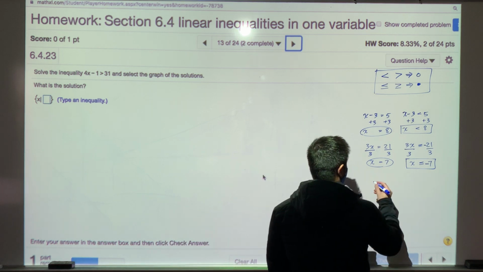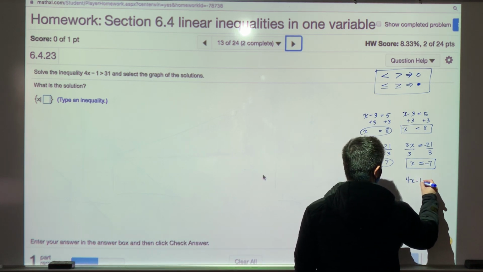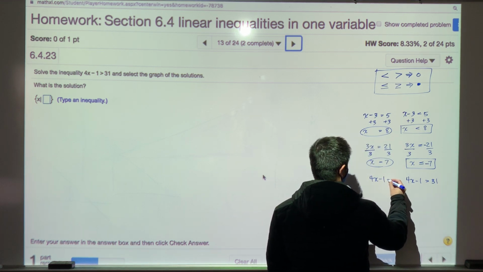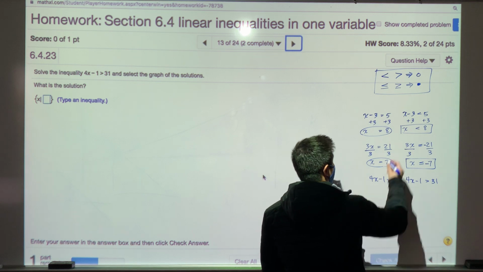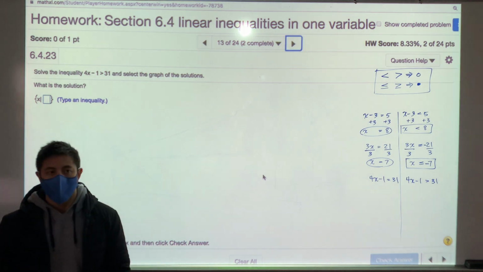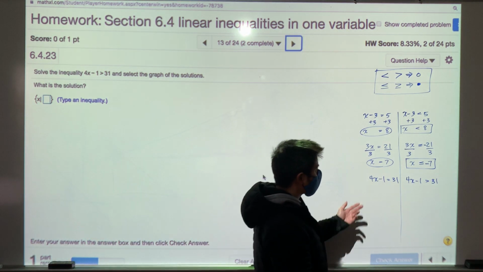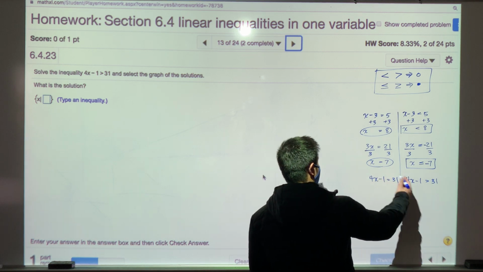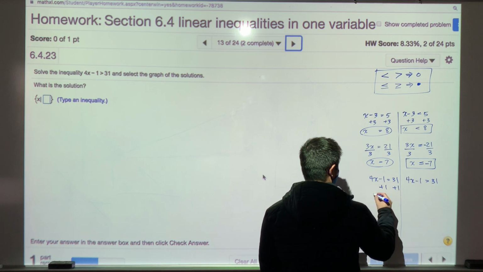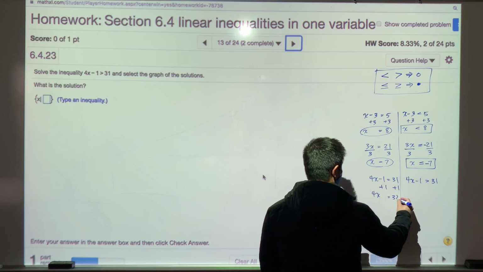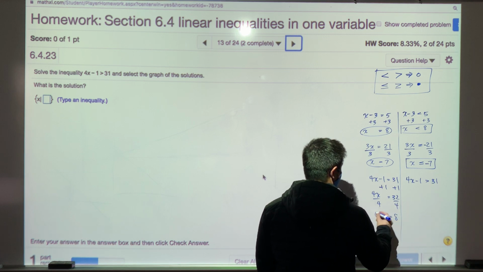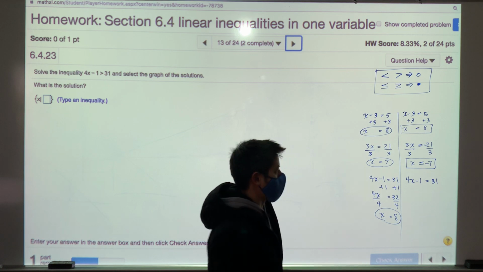4x minus 1 is greater than 31. Once again, I'm not going to do this all class long, but I'm going to show you the comparable problem that you would have seen in previous sections. In previous sections, you would have seen 4x minus 1 equals 31. You would have added 1 to both sides, and that would have given you 4x equals 32. Then you would have divided both sides by 4, and x equals 8. And that would have been the answer in a problem like that one.